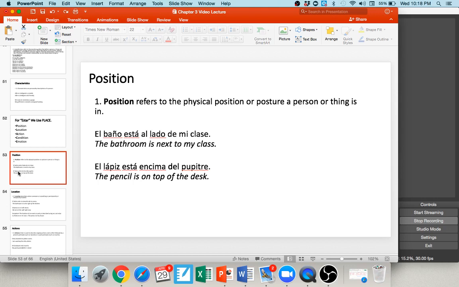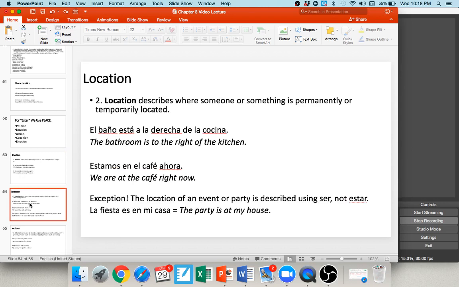So I'm going to use the verb estar. Another example, el lápiz está encima del pupitre. The pencil is on top of the desk. I'm referring to the pencil's position or its location, so I'm using the verb estar. So again, PLACE is our acronym for estar. The P stands for position. The L is for location, which is very similar to what we were just talking about.